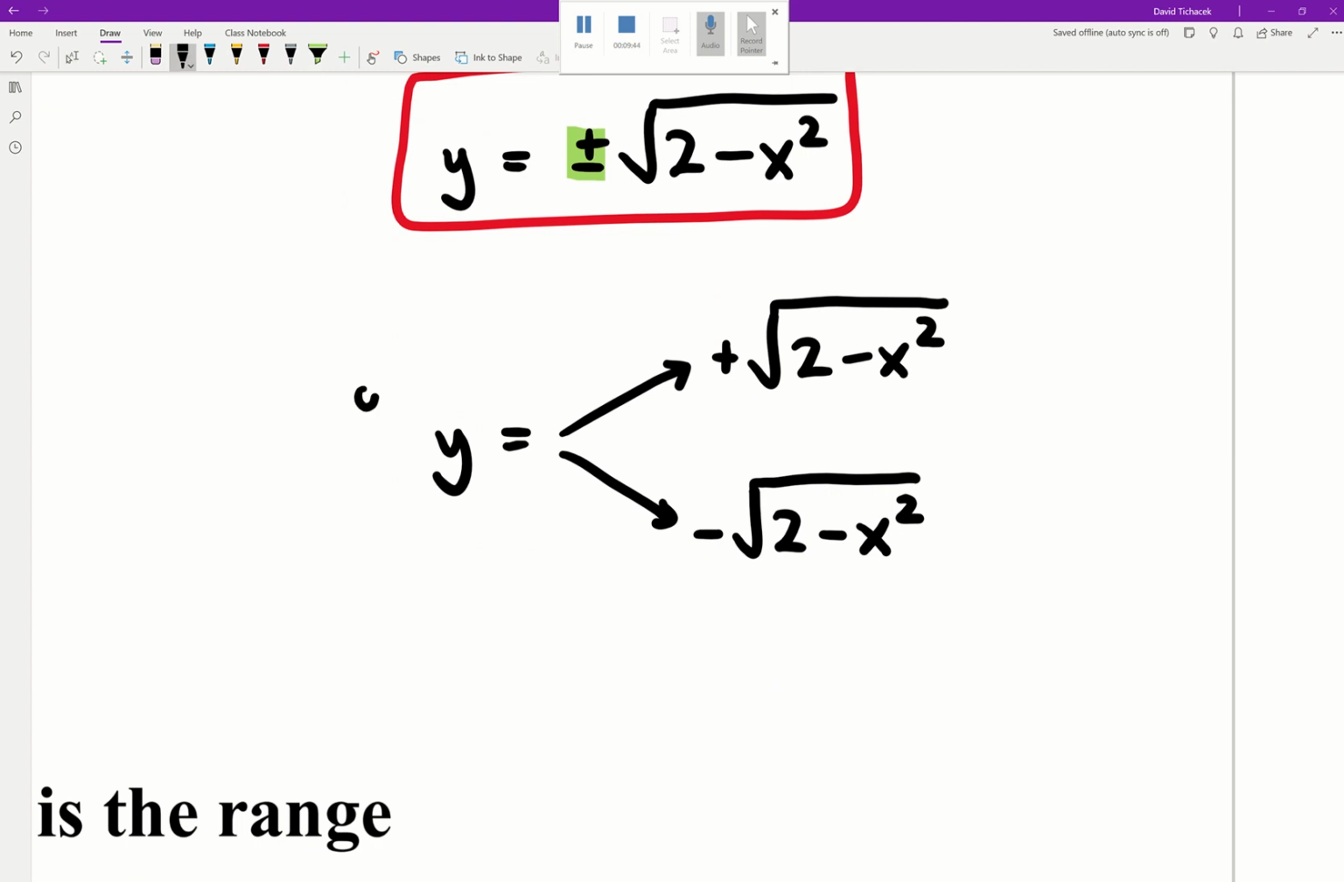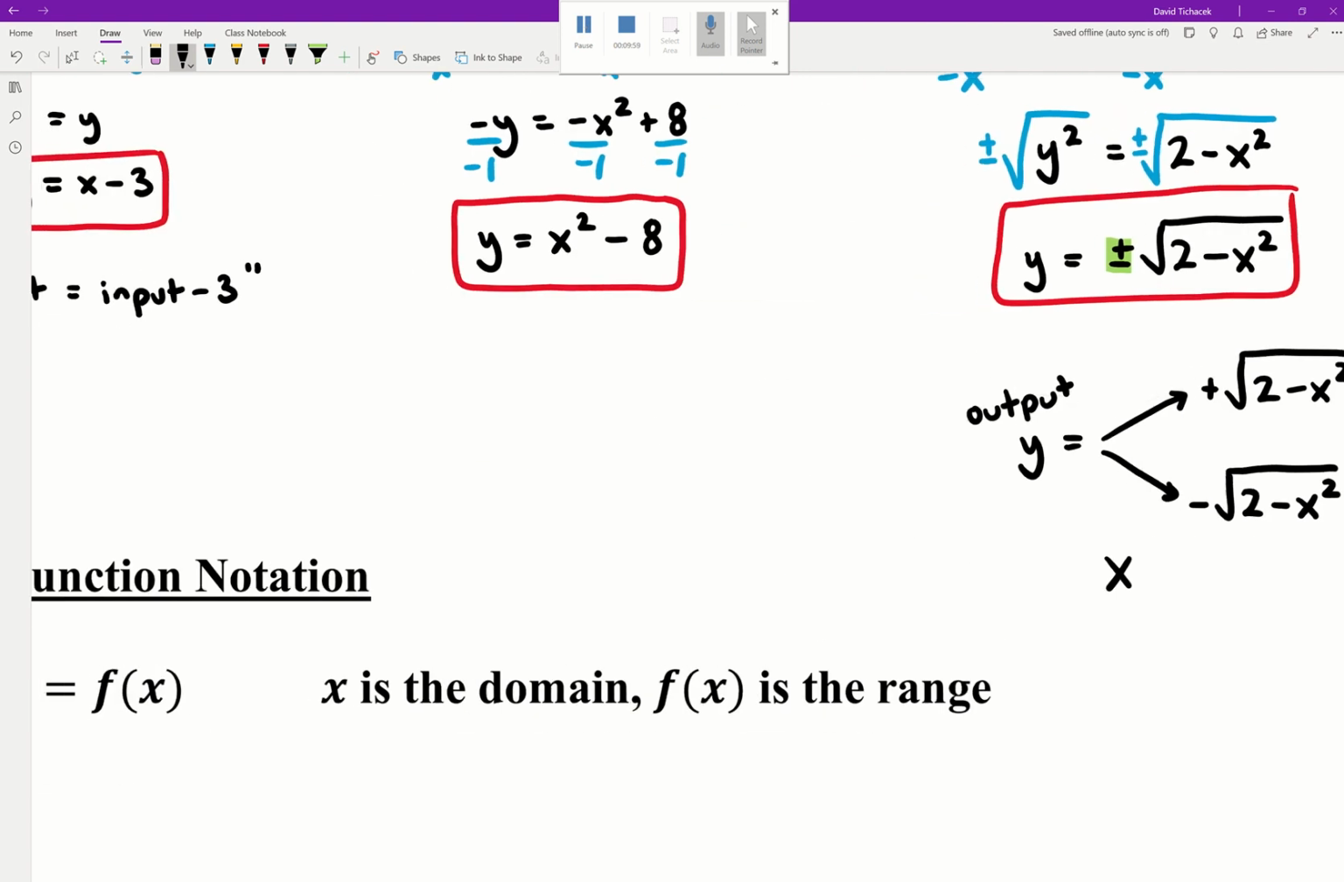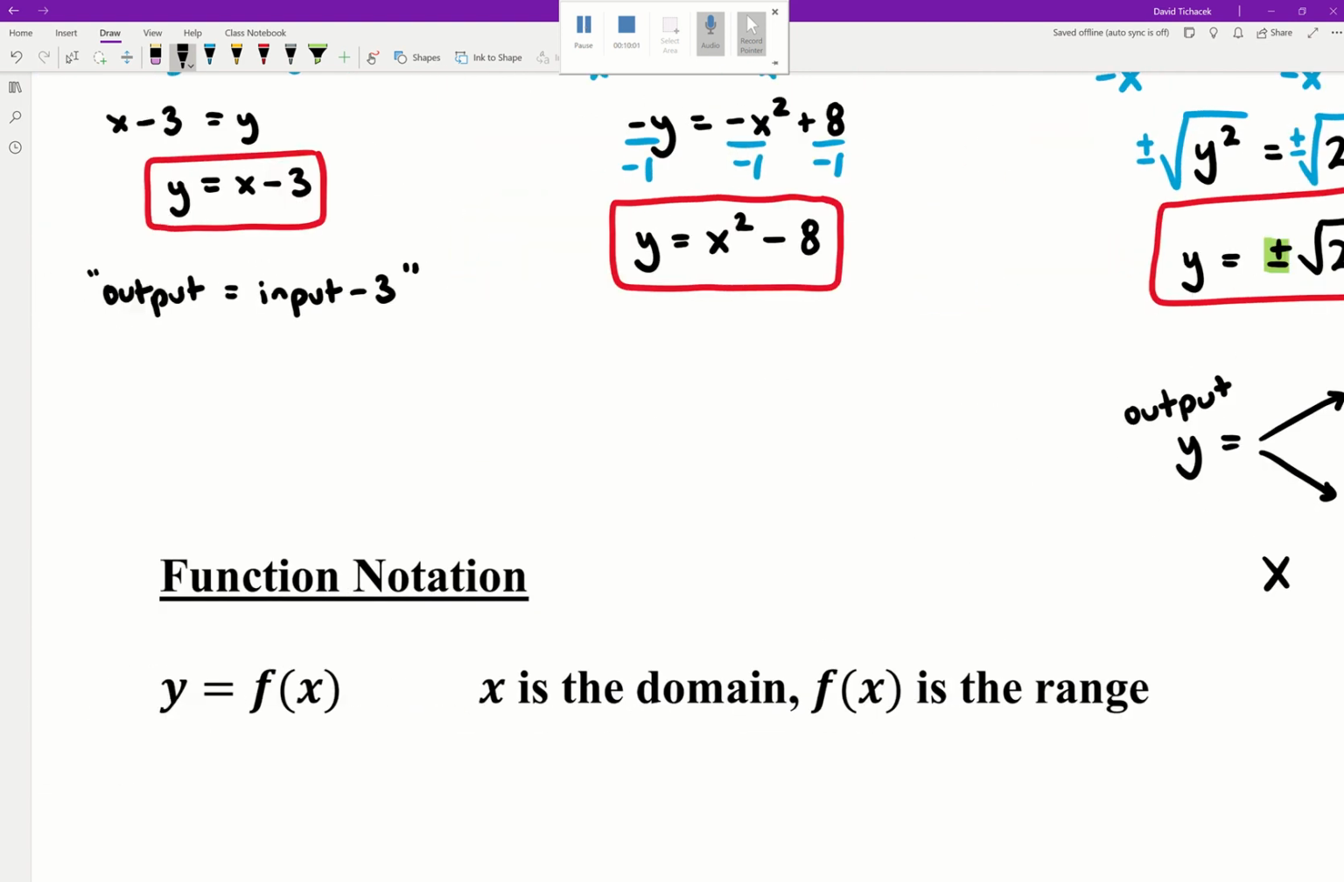So that means that I have this output right here that came from two different descriptions, two different ways that I could be working with my input. And so that's not unique because of these two different descriptions. So in this case, this would not be a function right here, whereas these first two would indeed be functions.